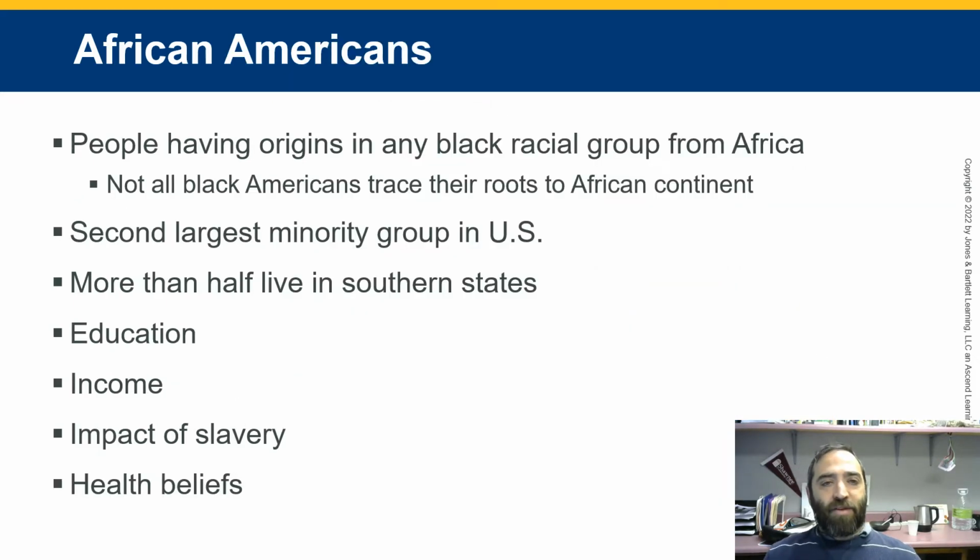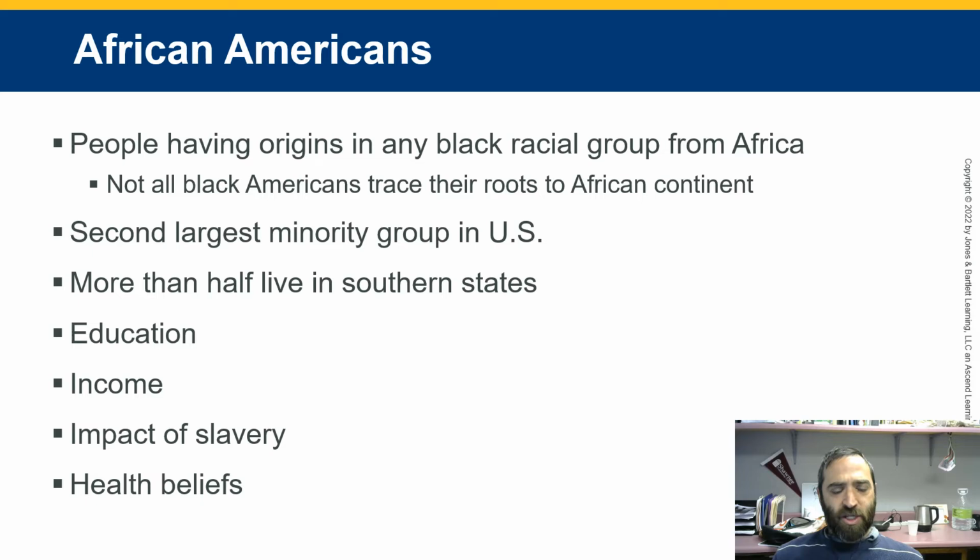Okay, let's talk about African Americans. This is referring to a racial group associated with African ancestry, but not all African Americans trace their roots back to the African continent. Realize that a racial group has just biological features that are associated with the continent that it comes from. So anyway, they are the second largest minority group in the United States. About half of them live in southern states.